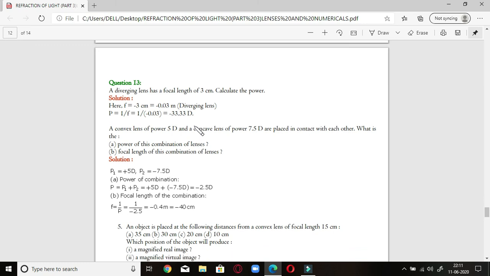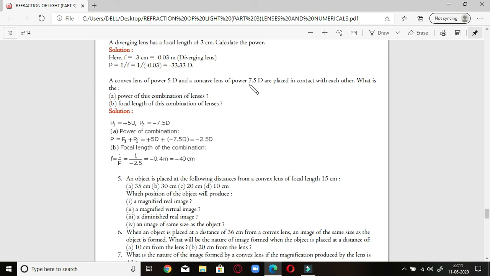Next is a convex lens of power 5D and a concave lens of power 7.5D placed in contact. What is the power of their combination and the focal length of this combination of lenses, right? So first power we have is plus 5D since it's a convex lens, and second is a concave lens with power minus 7.5D. Using the power of combination formula, plus 5D plus minus 7.5D is minus 2.5D. So instead of using these two lenses, you can use a concave lens of power 2.5D.